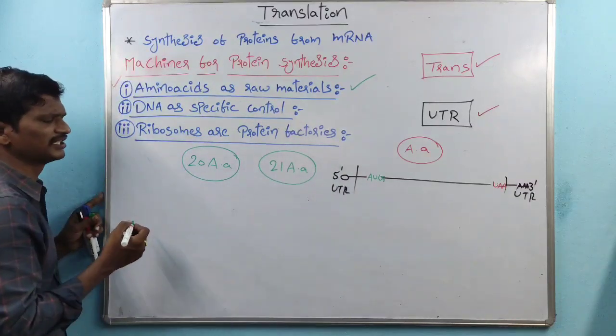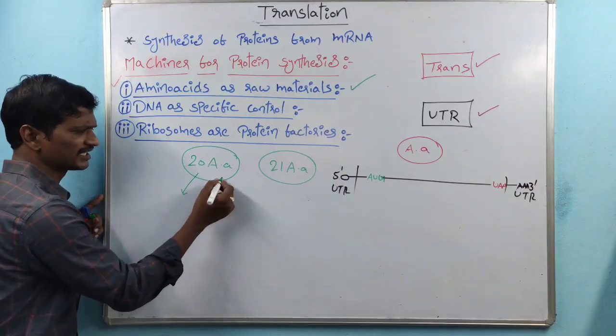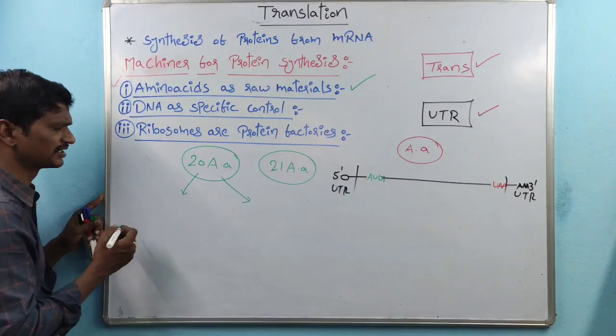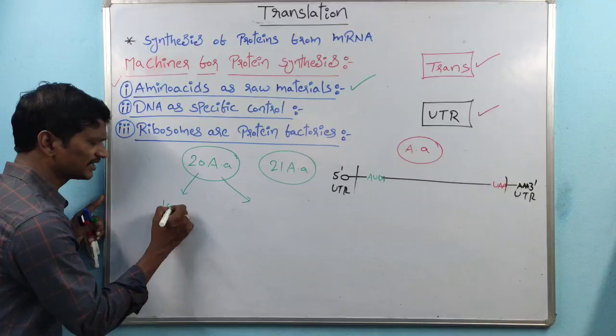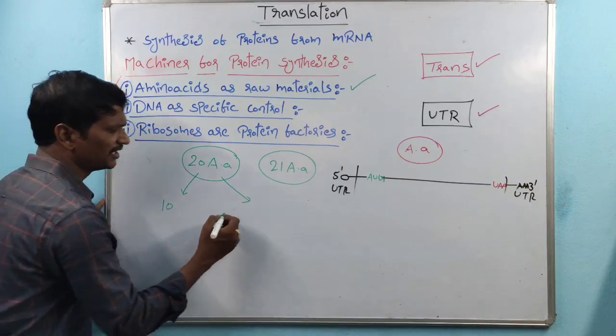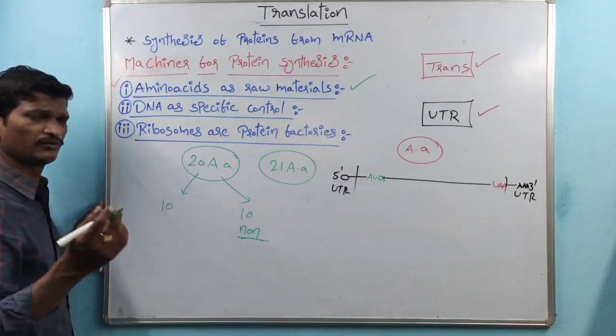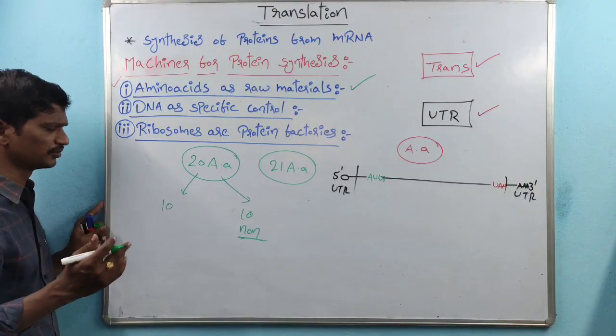But according to the NCERT, there are 20 amino acids, and among these 20 amino acids, there are 10 essential amino acids and 10 non-essential amino acids. We already discussed this within biomolecules.